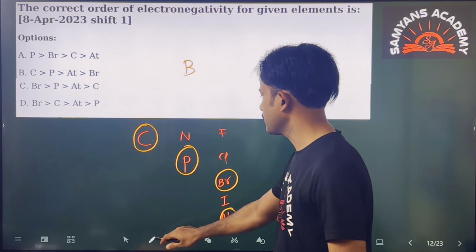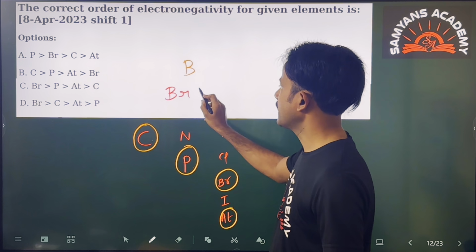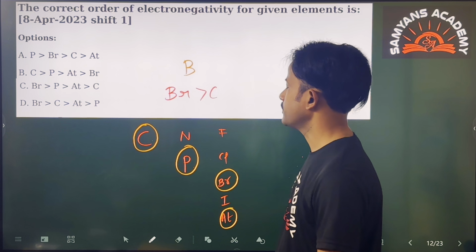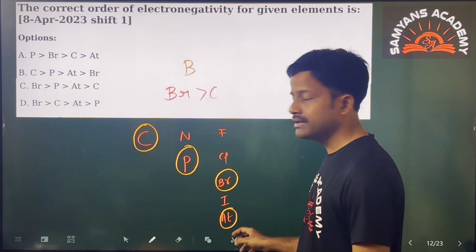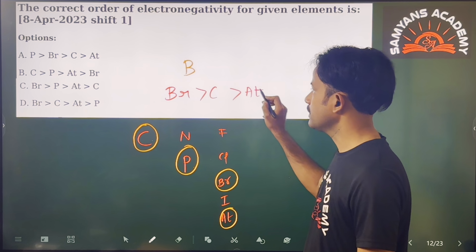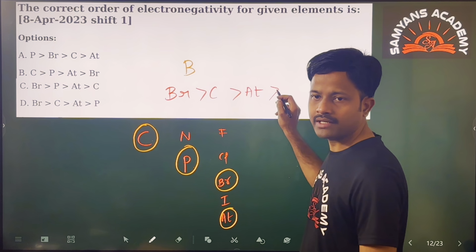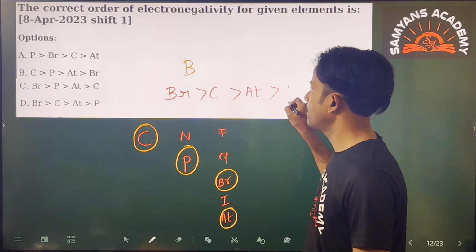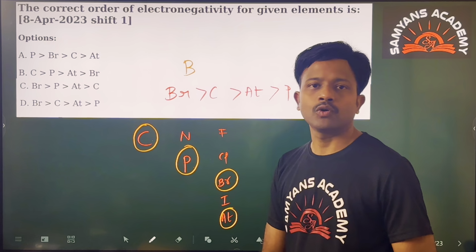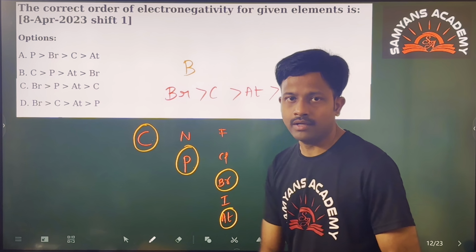Okay, so next here you have to write here. Which one is the right option? Bromine has more electron affinity than carbon. Being in the seventh group, astatine has more electron affinity than... which one is the right option? Yeah, that is option 4. Bromine has more electron affinity than carbon, and astatine has more electron affinity than phosphorus.